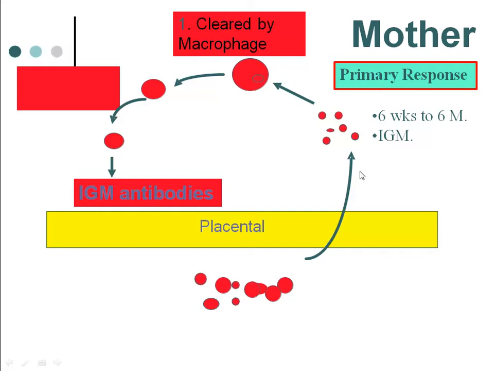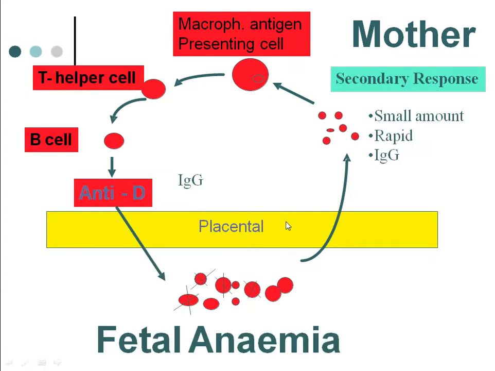So what is the implication of this? In the first pregnancy, this baby, the fetus, is not affected because these antibodies are not able to cross. So normally the first pregnancy is not affected, but subsequent pregnancies are affected. So what you are seeing now is the later one. Say in the second pregnancy, what's happening?